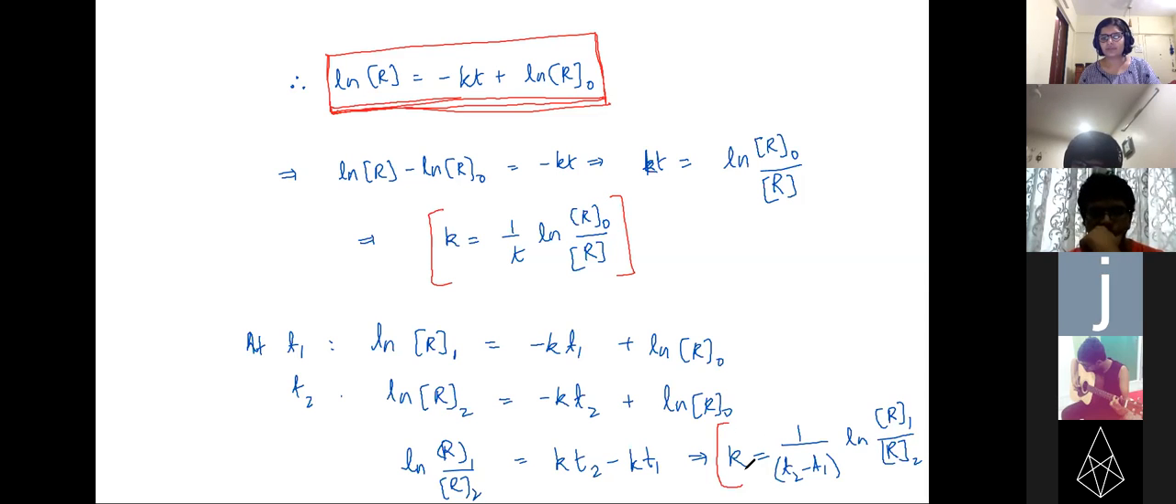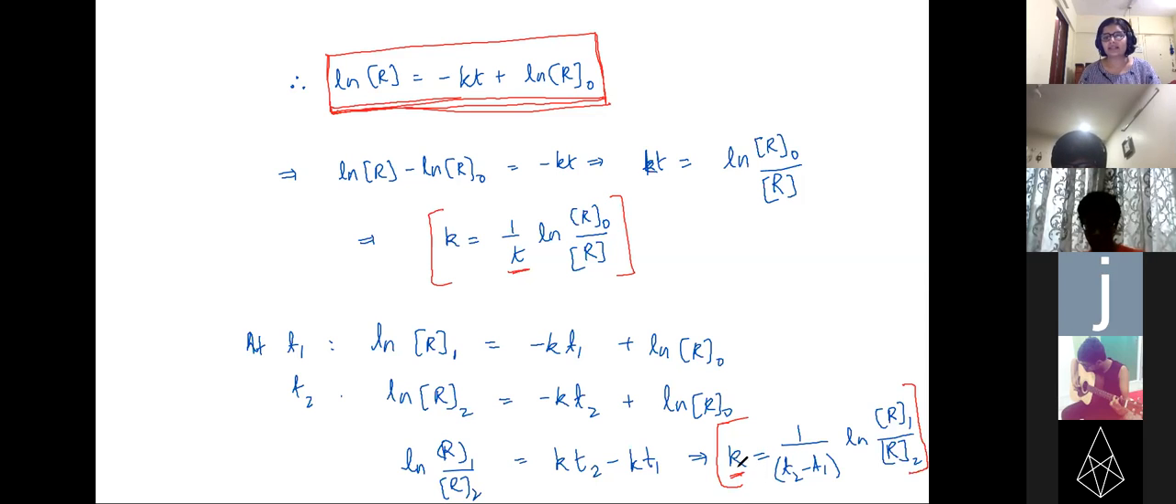So basically you're able to calculate K irrespective of whether you have the initial concentration or not. If you have the initial concentration, then you can check the concentration of the reactant after a certain time t, and you can use that to calculate the rate constant. Another way: if you don't have the initial concentration, you can still measure the concentration at two different instances, at T1 and at T2, and then plug it in this formula and you can still calculate the K.